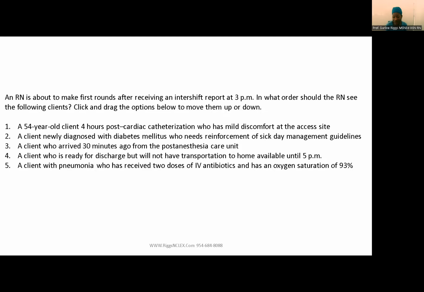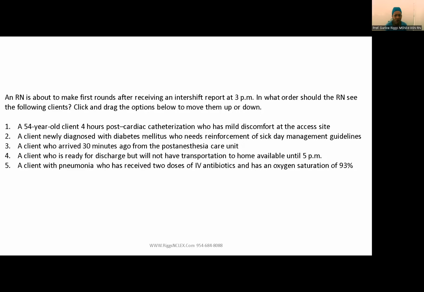A client with pneumonia who has received 2 doses of IV antibiotics and has an O2 sat of 93. Sounds like my next client to see, right? So my newly arrived client, or 30 minutes arrived client, has to be my first client. And then the antibiotics with the O2 sat of 93, that's got to be the second one. So let's relook at the others, which is what, 1, 2, and 4.